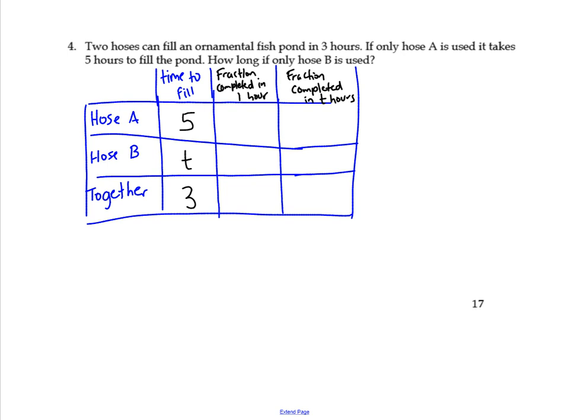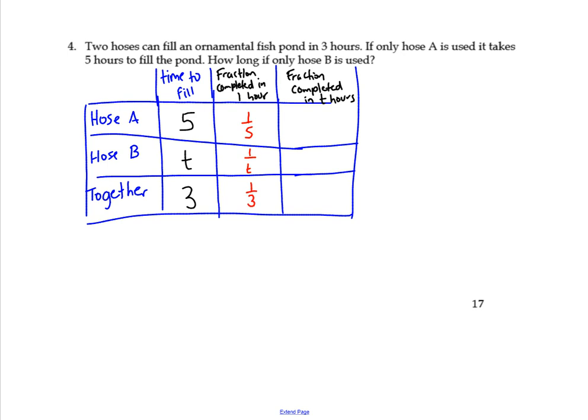Whatever unit you have. So if you use x, it'd be x hours. So hose A, how much can hose A do in 1 hour? 1/5. Then hose B, 1/t. Together? 1/3.